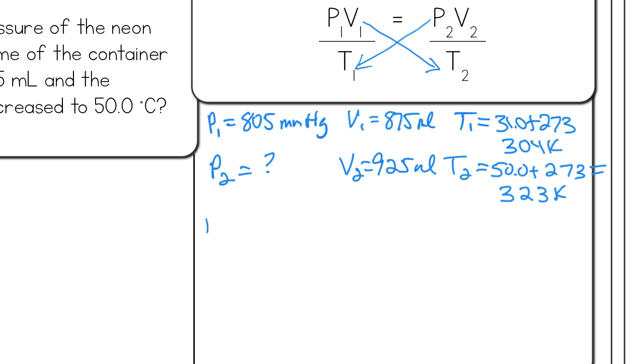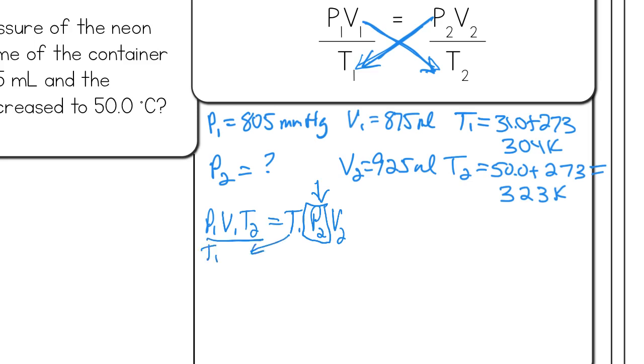So when I do this, I'm going to have P1, I'm doing this side, V1 times T2 equals, now I'm going to do the other side, T1 times P2 times V2. P2 is my unknown, so that has to stay by itself. I'm going to slide these other two underneath here, so I've got T1. Now I'm going to slide this one under, V2, and I'm ready to substitute in my numbers and solve, because I've gotten rid of these guys.